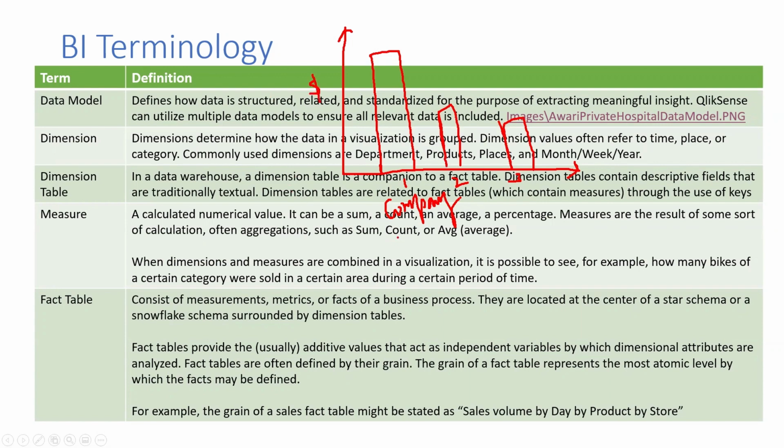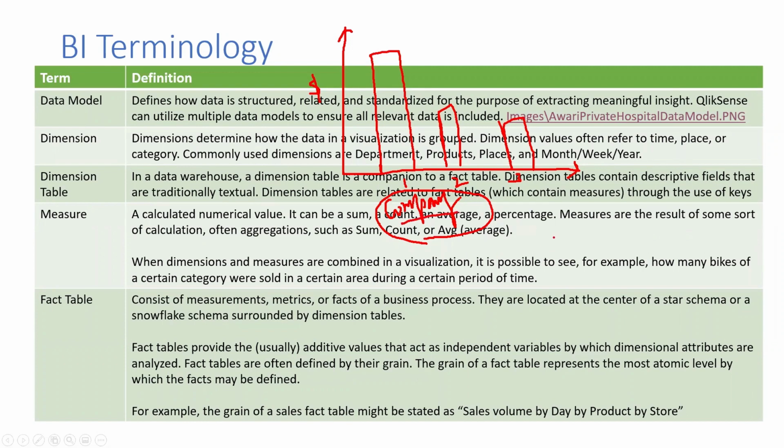Company. Dollar is the measure. Just the dimension. Company is the dimension here. So dimension determines how data in a visualization is grouped. How data is grouped in this view. It is grouped by company, right?